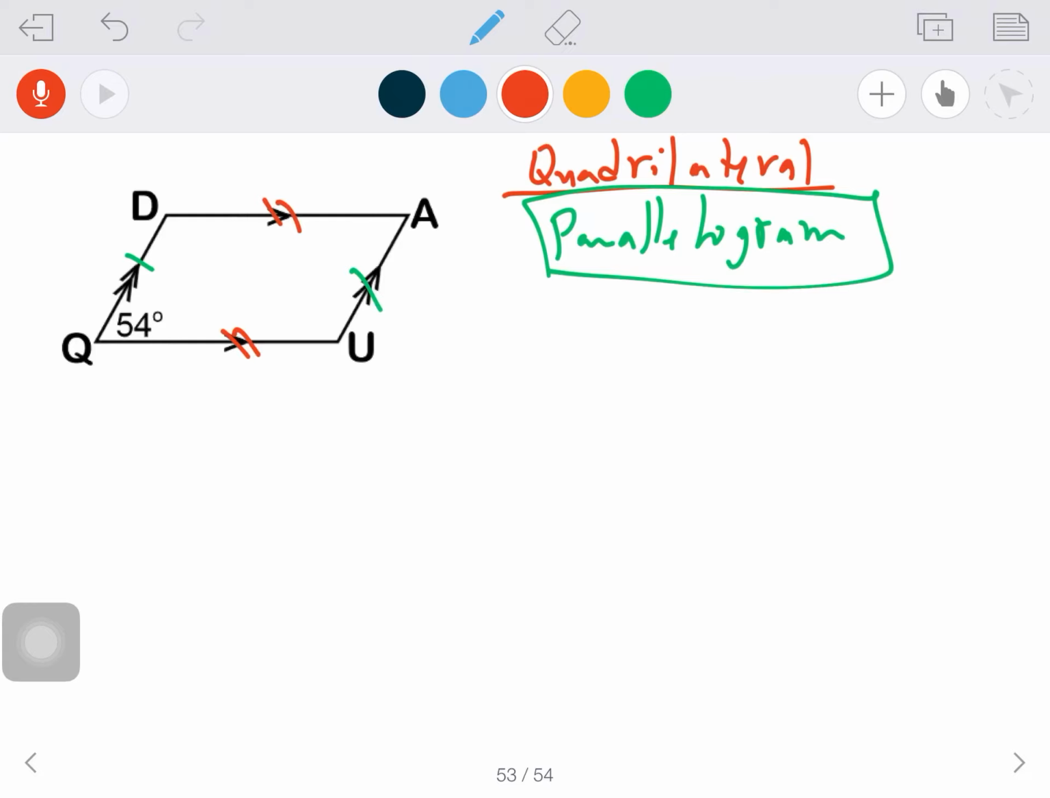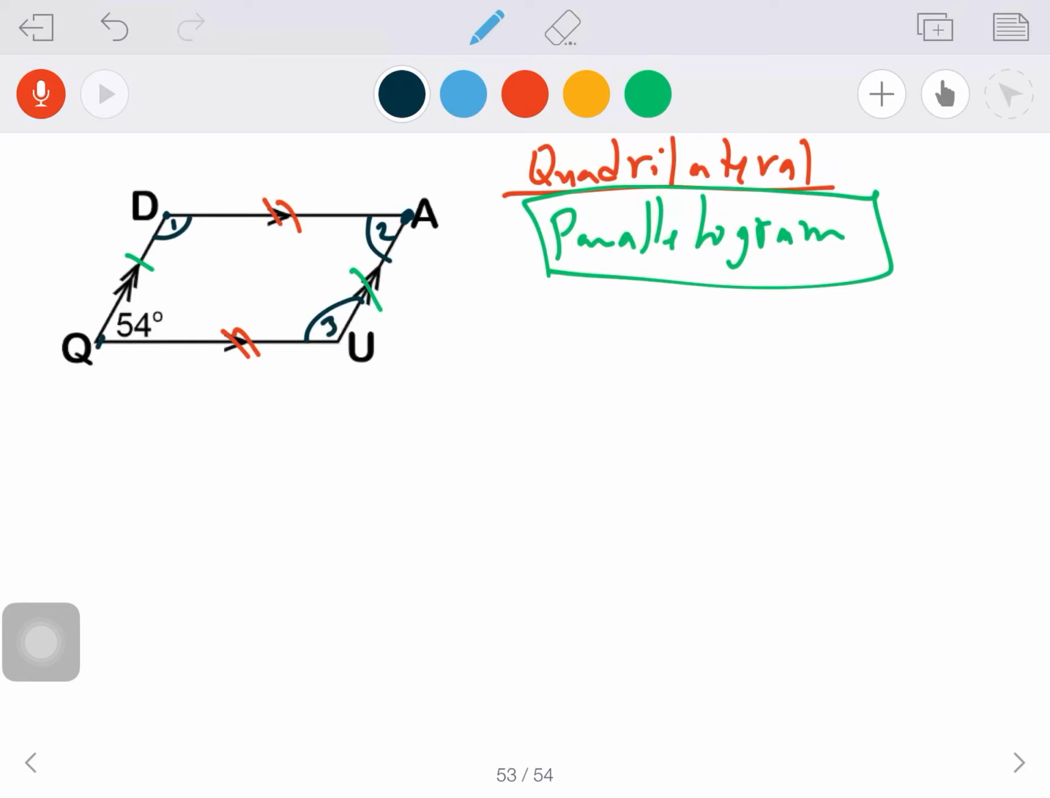So, we are given one angle, 54 degrees, and we are going to solve the remaining angles. So let me just name the angle. So let's say this is angle 1, or we can also say angle ADQ, or however you want to name that. It could be QDA. So we have to look for that angle. We have to look for angle 2 here, or angle DAU, or UAD. And we will look for angle 3.